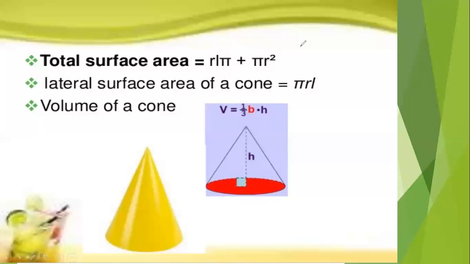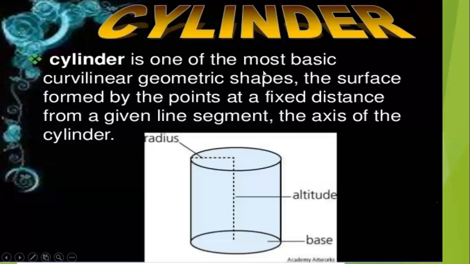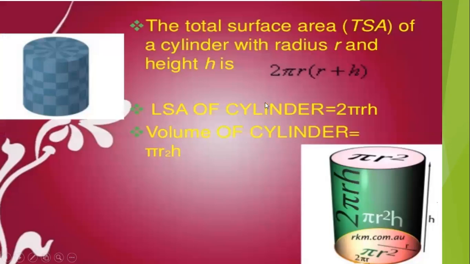Looking at some more of these figures, a cylinder, this is how a cylinder looks. You can see the circular top and the circular bottom, or the base and the top, and then there is this other part here. As you can see, the total surface area is got by 2 pi r into r plus h. Then the lateral surface area removes the base and the top part, so the lateral surface area is 2 pi r h. And then the volume is pi r squared h. This is the formula for the volume of a cylinder.